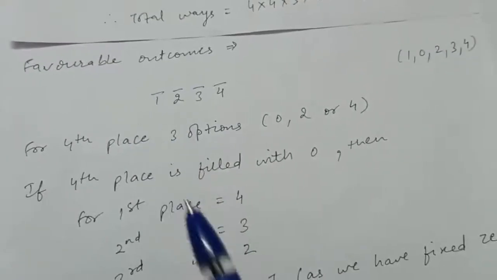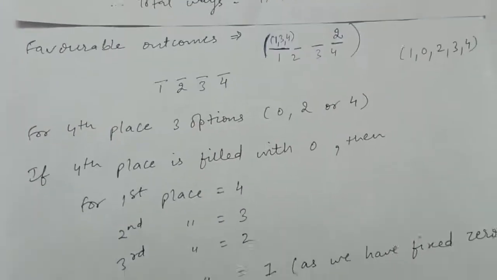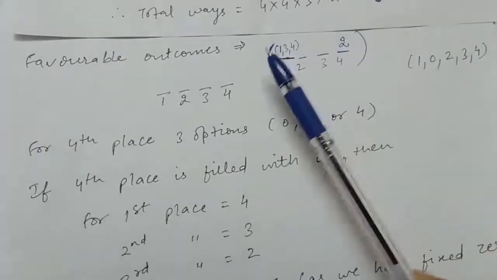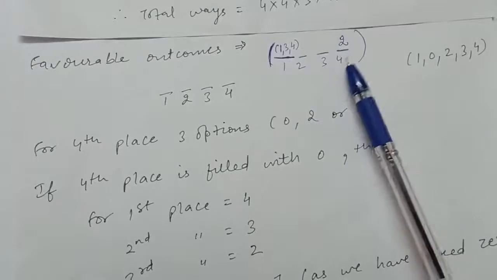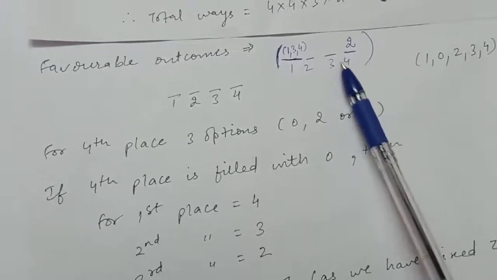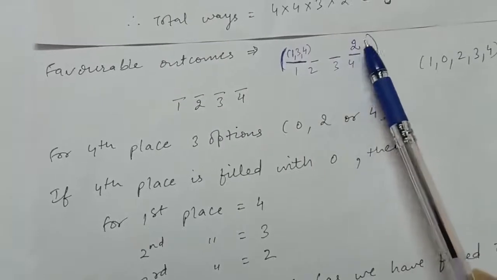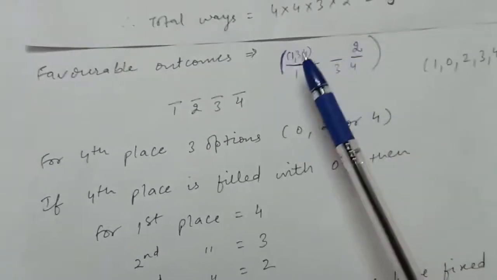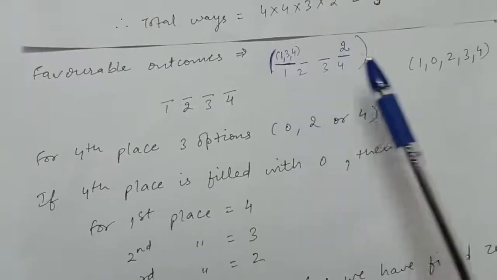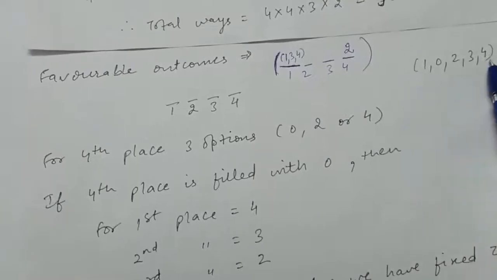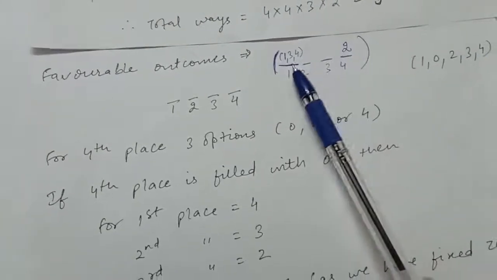3 options. See why this is so? See, if these are the 4 places, if I fill the fourth place either with 2 or 4, say suppose I filled it with 2. Now for the first place the options will be 1, 3 and 4. That is 3 options only.